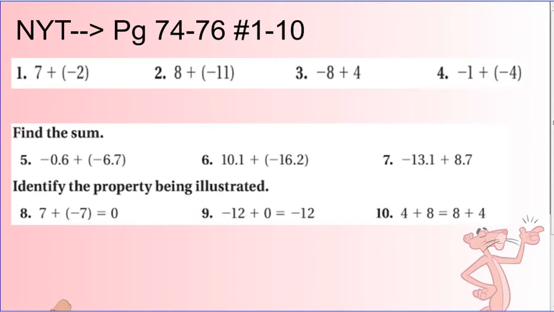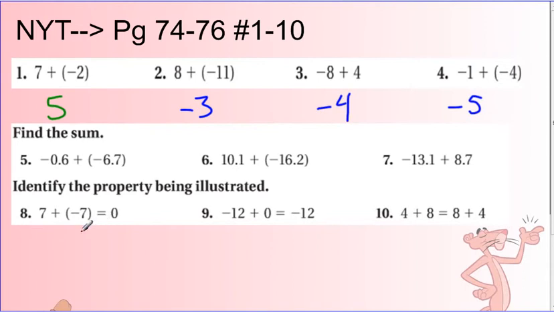Okay, so let's see here. Numbers 1 through 4 are a little bit easier. The signs are different, so you subtract, keep the sign of the bigger number. Done. Signs are different, subtract, keep the sign of the bigger number, negative. Signs are different, subtract, keep the sign of the bigger number, negative. Signs are the same, add, keep the sign of the bigger number, negative. Those 4 were easy.